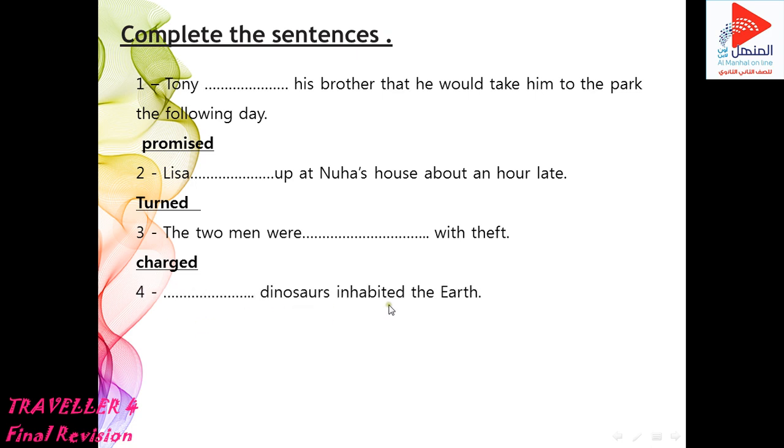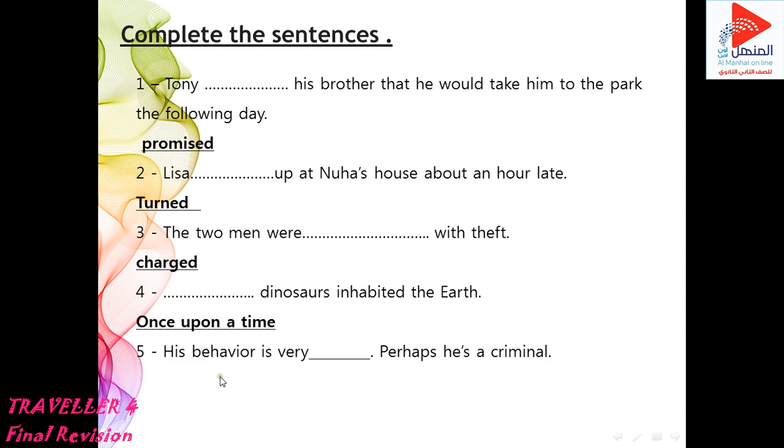Number 4. Once upon a time dinosaurs inhabited the earth. Exactly. Number 5. His behavior is very suspicious. Perhaps he is a criminal. Yes, exactly, suspicious.